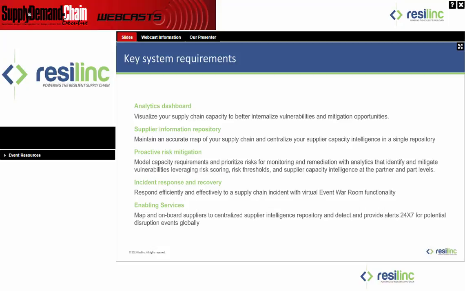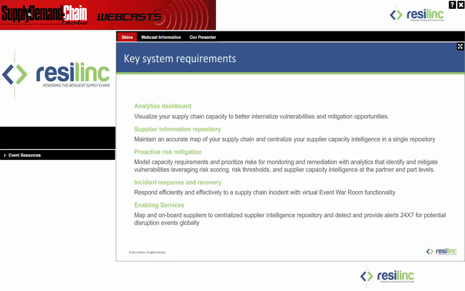Let's look at some of the key requirements that you should consider in an integrated system. So analytics absolutely are one of the most critical aspects of the system. Any system must be able to provide you actionable insights into supply chain risk, capacity risk, business continuity risk, so that you can formulate strategies to mitigate them. The key word here is actionable.